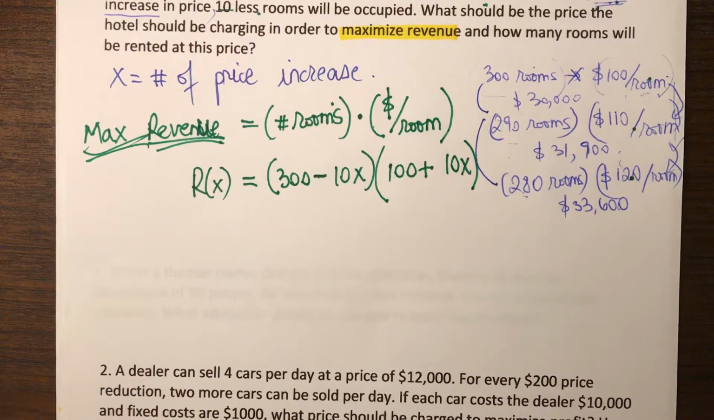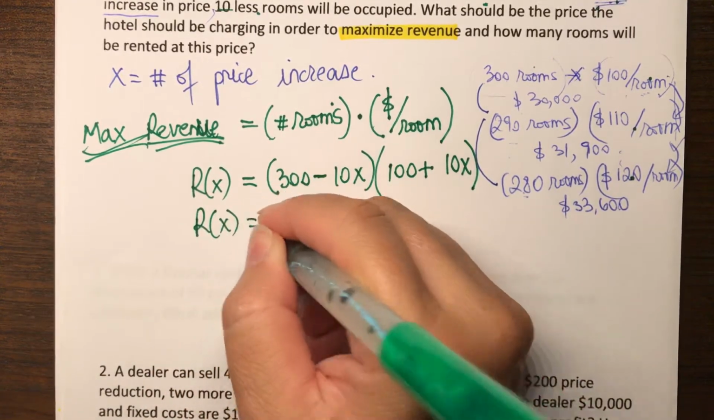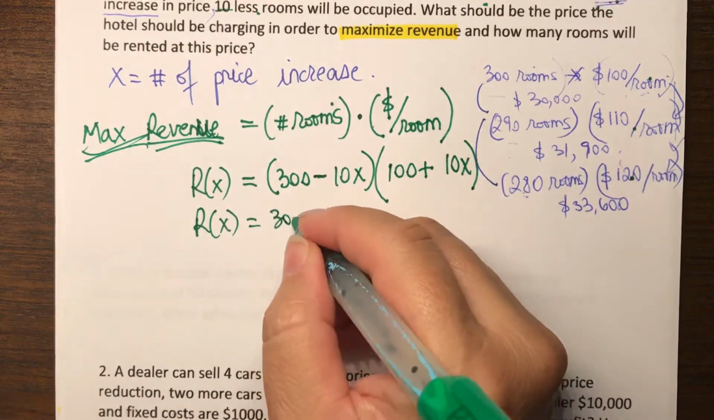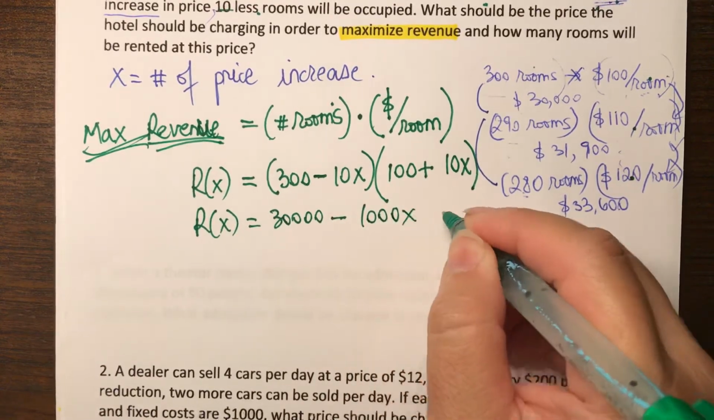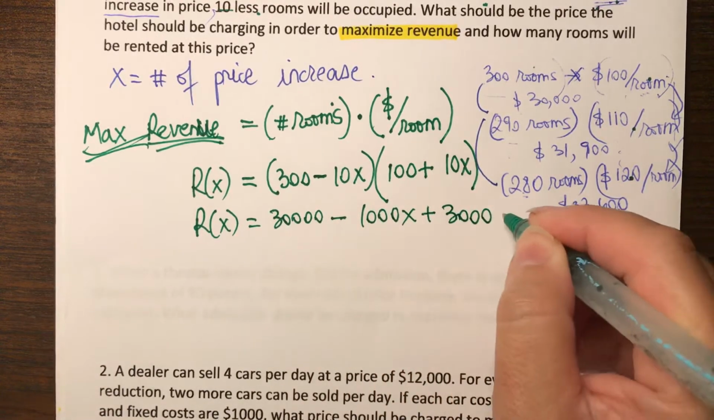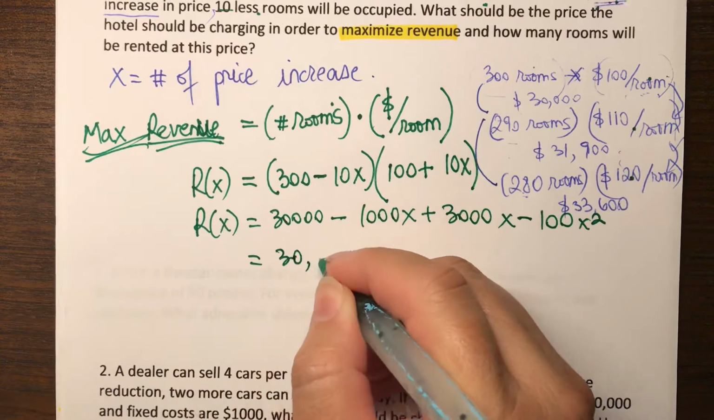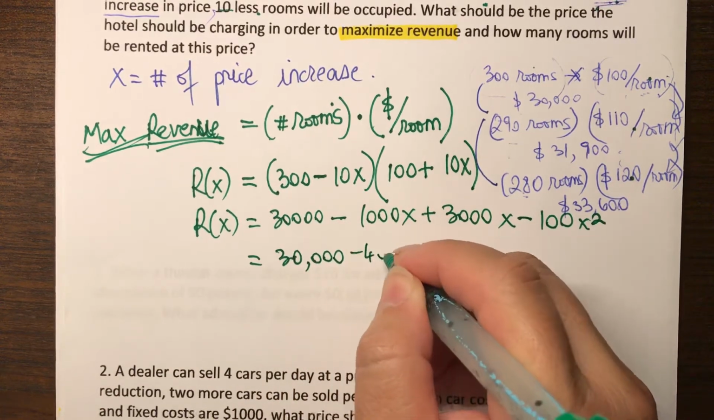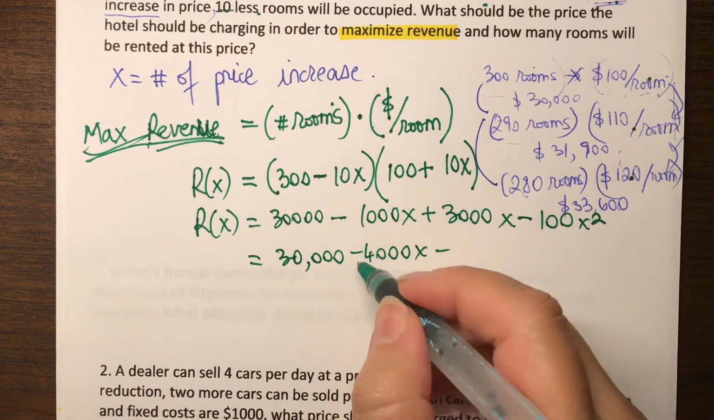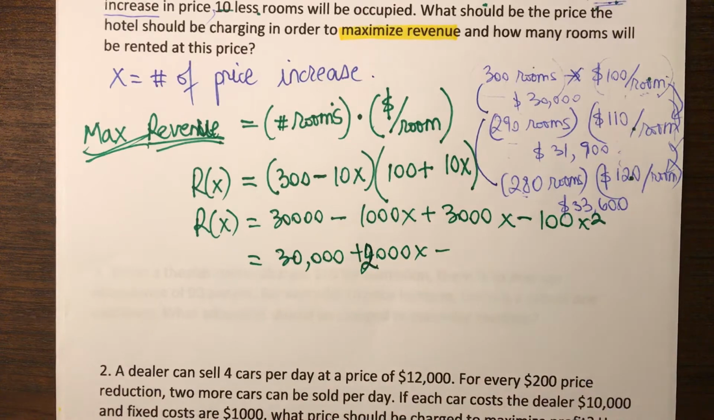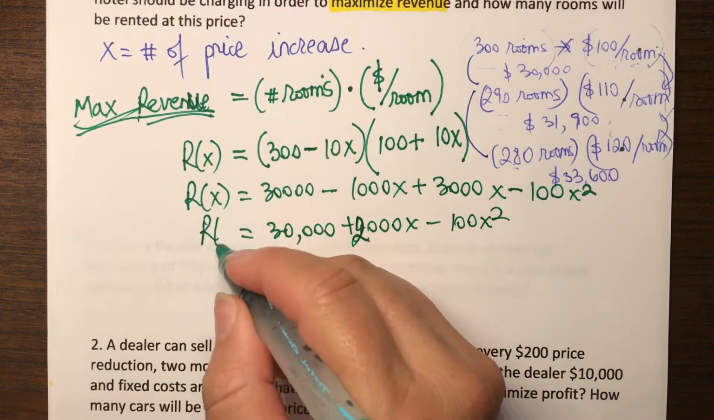How do you maximize or minimize anything? Well, you're going to find the derivative and so on. So first thing I'm going to do though is multiply all this out. So 30000 minus 1000x plus 3000x minus 100x squared. Now combine like terms. That's minus, no, I'm sorry, minus and plus, that's plus 2000x. And then minus 100x squared. Great. So this is the revenue that we're supposed to maximize.